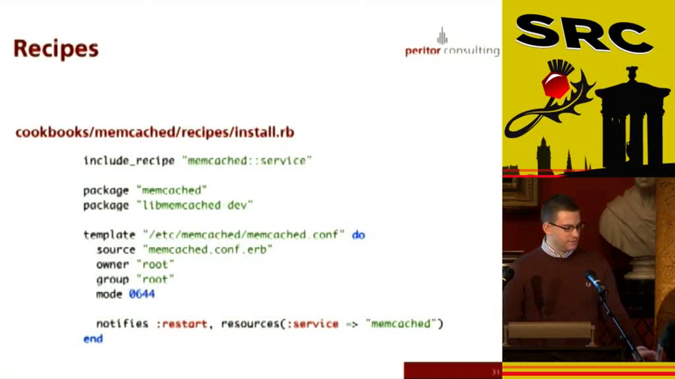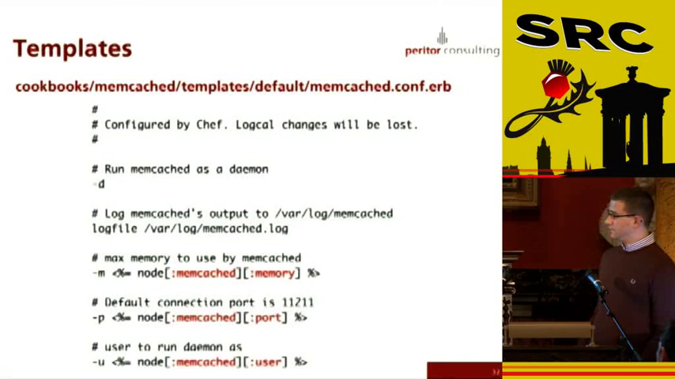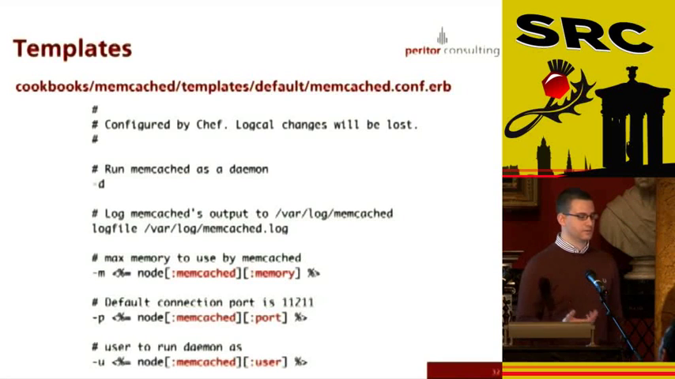And the last thing that is missing is a template. Pretty simple, just a very simple ERB template where I'm accessing the default values. In this case, I'm accessing the memory, the port and the user definition. Very simple. So how do I run it if I have those lying on my file system?